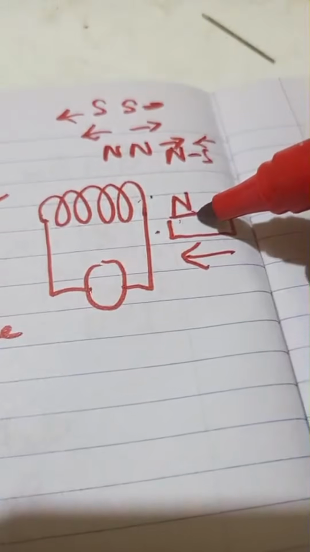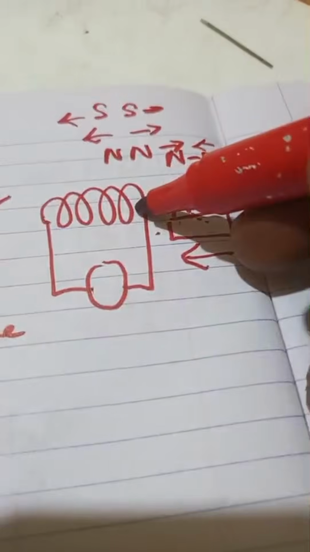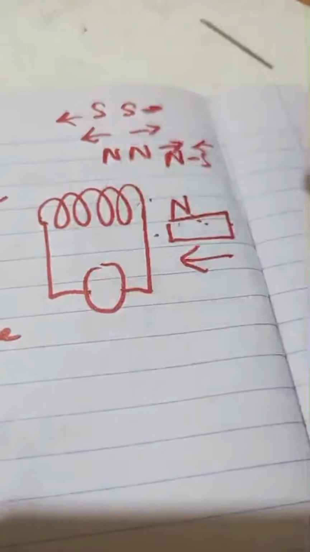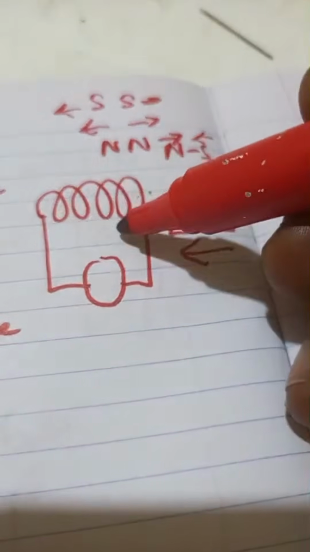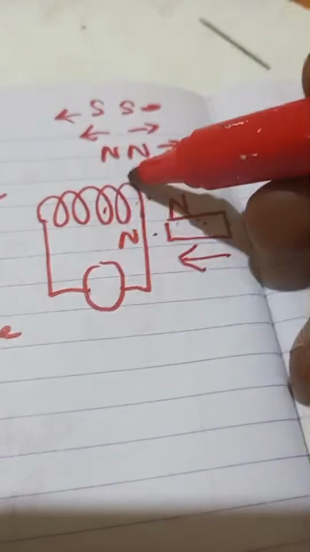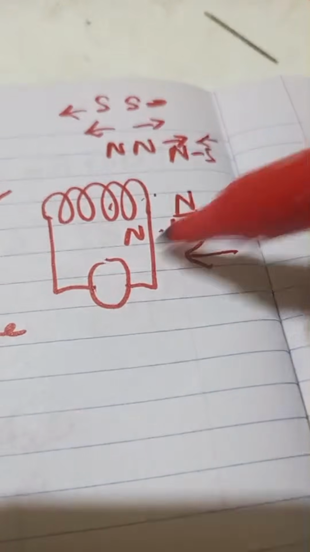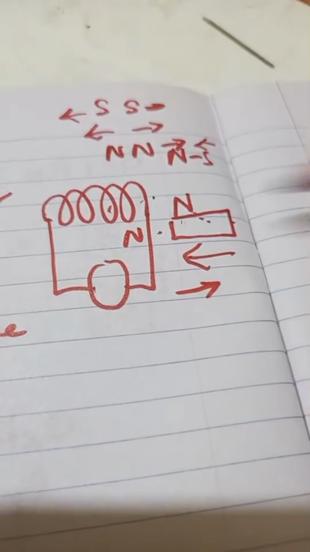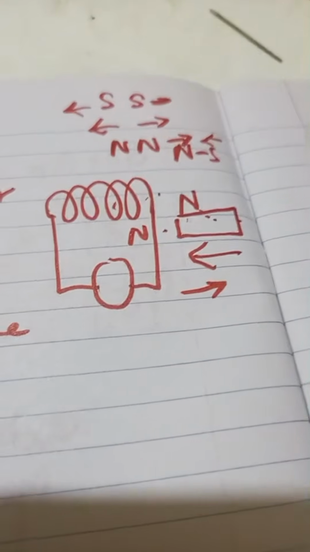So that means that if you are bringing the north pole towards this coil, because you are coming, it wants to push you back, like come on, go back. It wants to prevent you from coming. So this coil will change to north to prevent you from coming, to send you backward. That's just what it's talking about there.